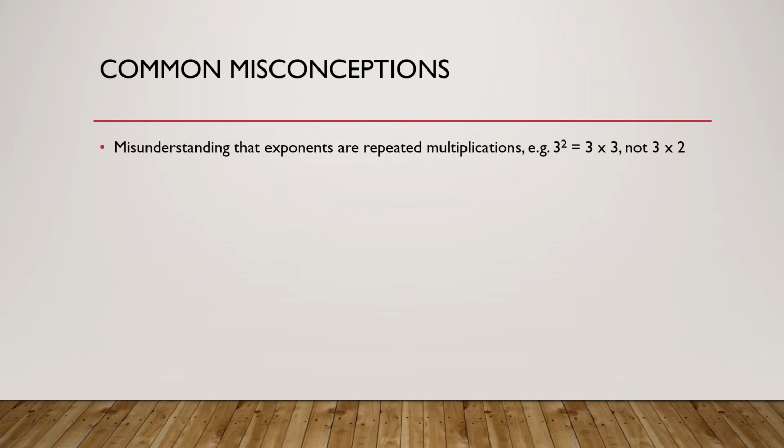The most common misconception with square numbers is not understanding that the exponent is related to multiplication. So 3 to the power of 2 means 3 times 3, not 3 times 2. This is known as index notation. The number written in superscript, the 2, is showing us the index notation. So that's 3 to the power of 2, written in index notation. This little 2 is our exponent, and that's what's telling us how many times we need to multiply that 3 by itself.